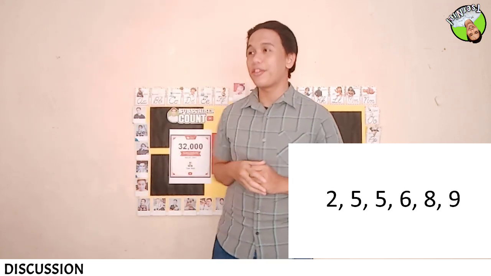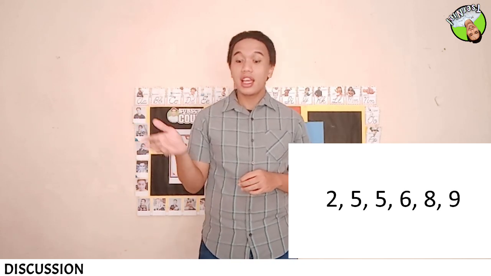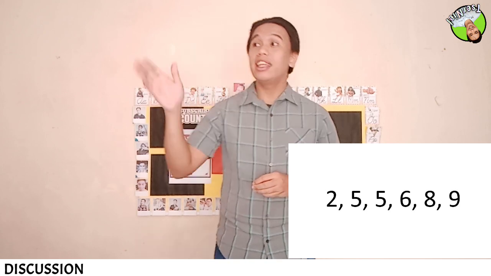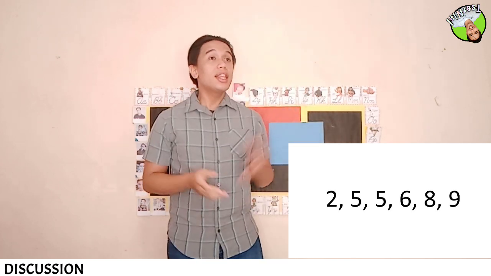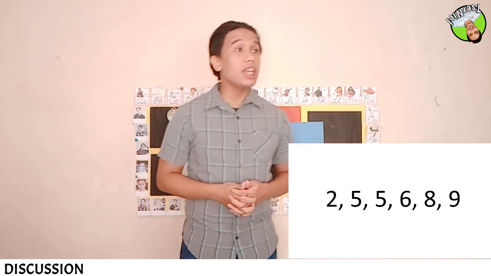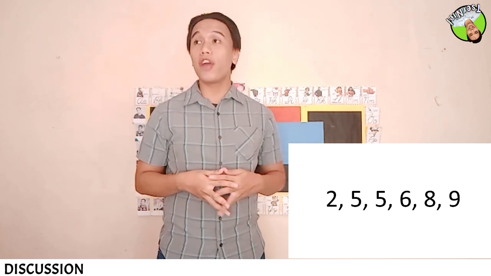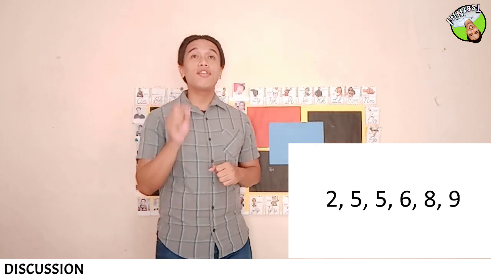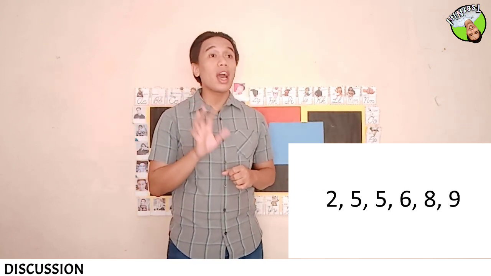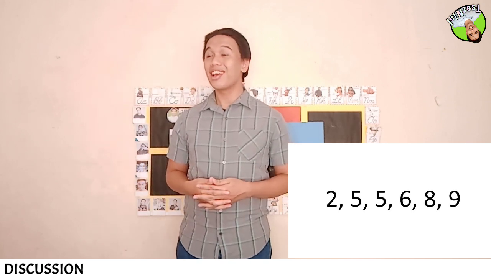Now, using this number 5, what do you think is the meaning of the mode? Yes, Justin Rain. The mode is the number that appears twice or more in the set of data. That is correct. Now, the mode is the most frequently occurring score in ungrouped data. There is no formula in finding the mode in this set of data. We just have to look for the numbers that appear twice or more in the set. Do you understand? Very good.